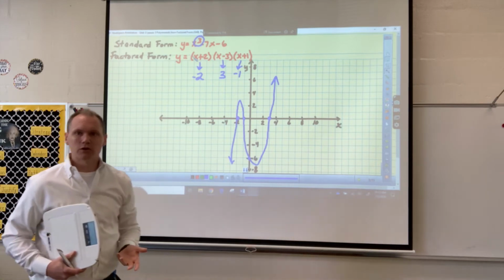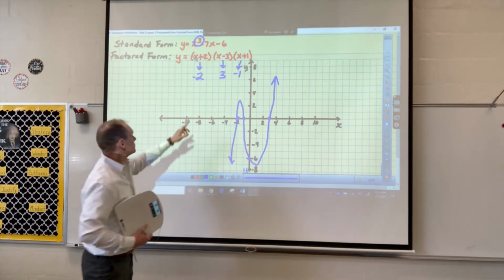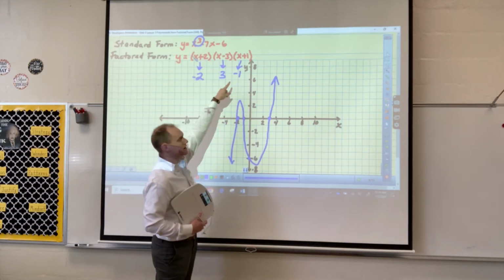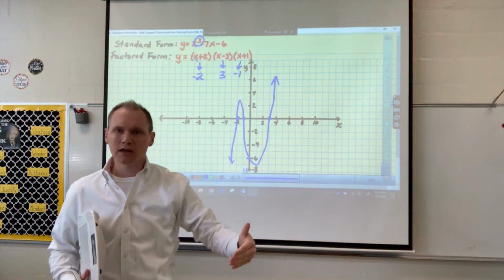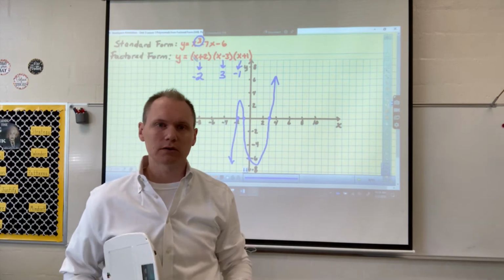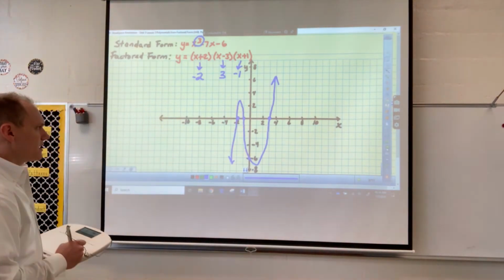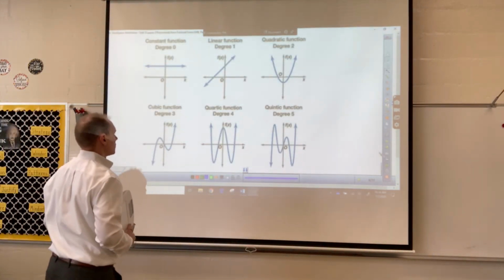So that makes it a cubic. The other reason we know it's a cubic is because there are 3 factors of x. Because there are 3 factors of x, if we were to multiply those together, again, we would get a cubic out. So degree is the highest exponent in your polynomial.